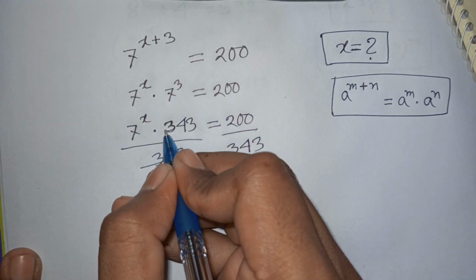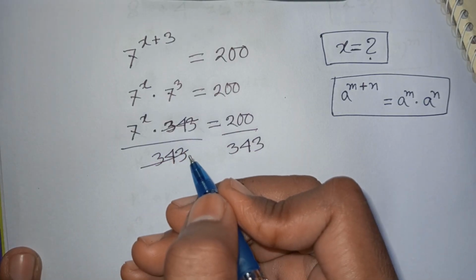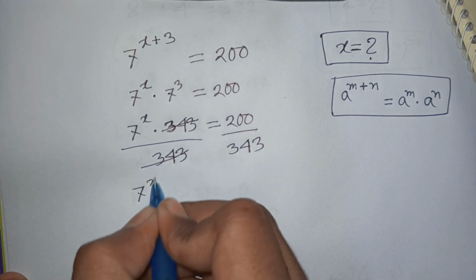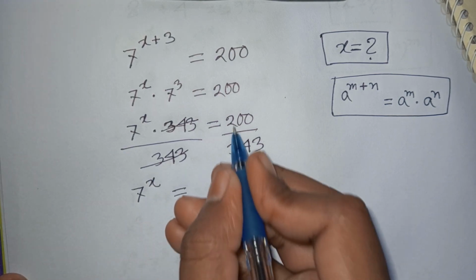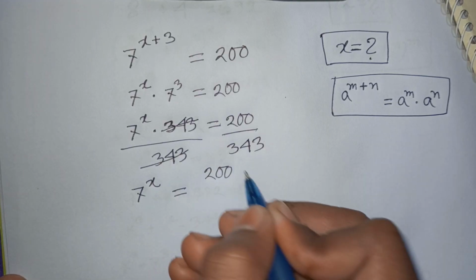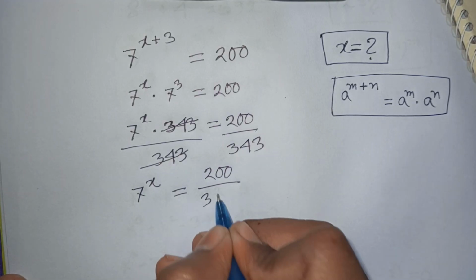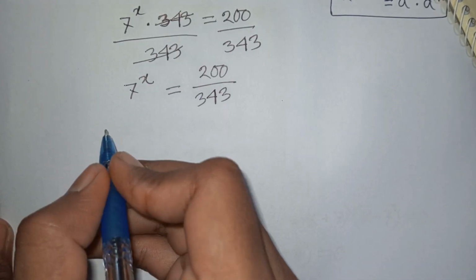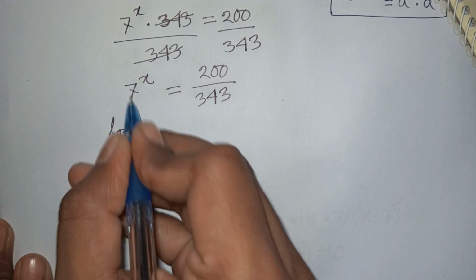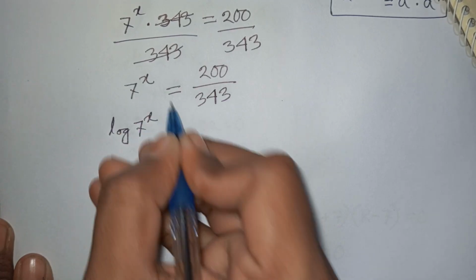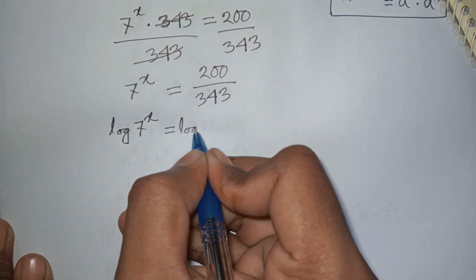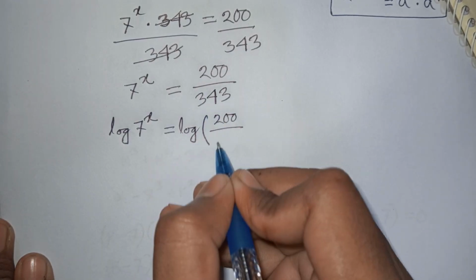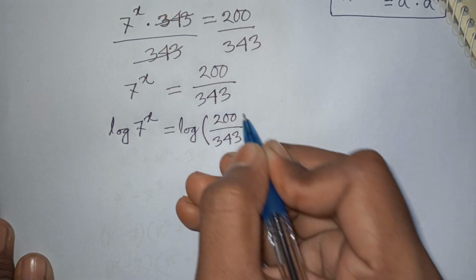So this 343 will be cancelled. So we have 7 power x is equal to 200 over 343. In the next step, we apply log on both sides. So log of 7 power x is equal to log of 200 over 343.